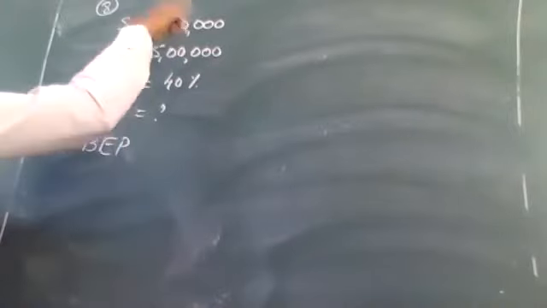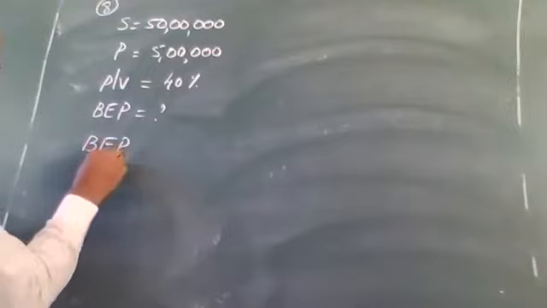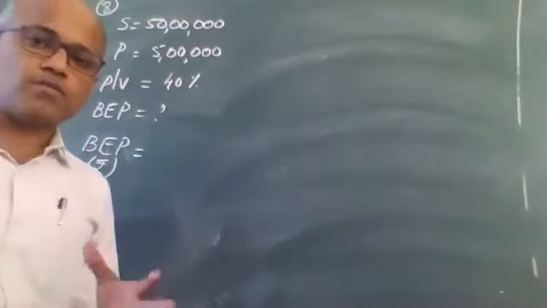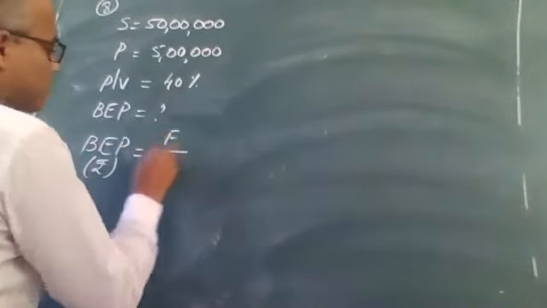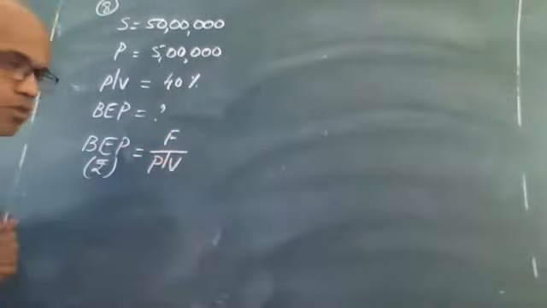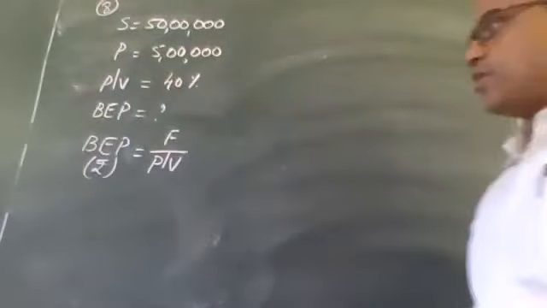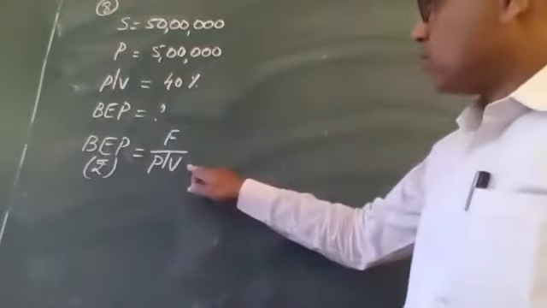See, no per unit information is given, so we cannot find out units. So we'll directly go with rupees form. This is also called the break-even point in terms of value. So break-even value is equal to fixed cost by PV ratio. Now tell me which one is directly given in the question and which one we have to find out. PV ratio is given, sir. We have to find fixed.